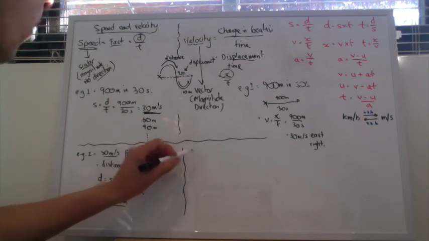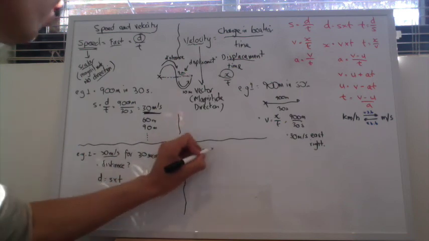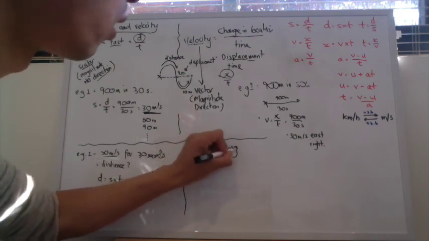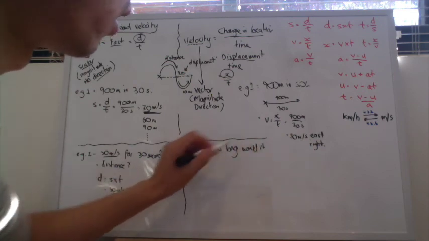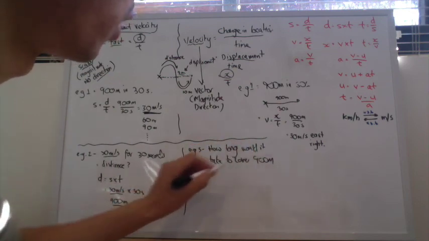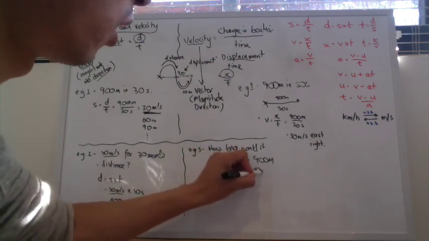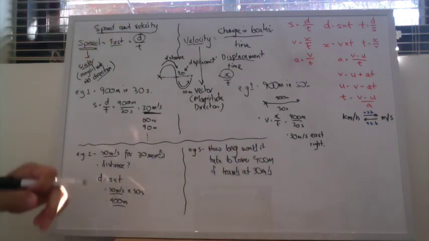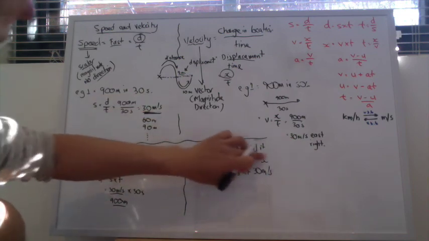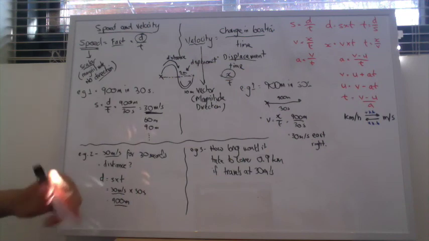So if I say that the object has traveled, let's see, how long would it take to cover 900 meters if it travels at 30 meters per second? Oh, hold on, let me change my units there. Instead of 900, I'm going to make up a new unit. For example, let's go 0.9 kilometers. How long would it take to cover 0.9 kilometers if it travels at 30 meters per second?